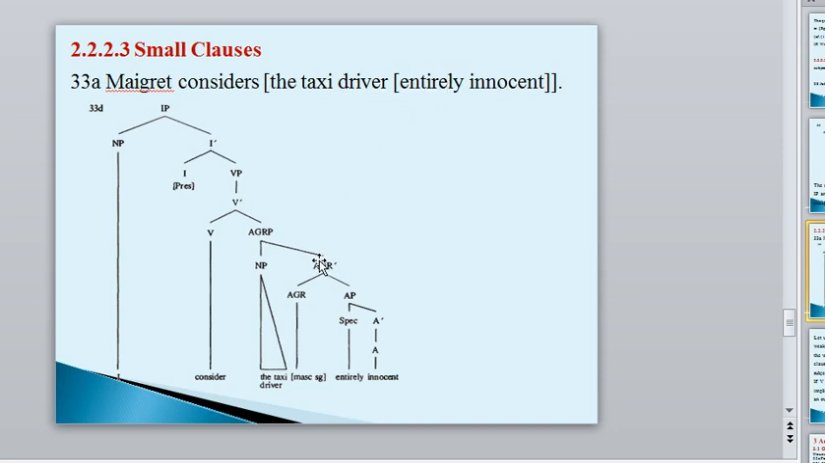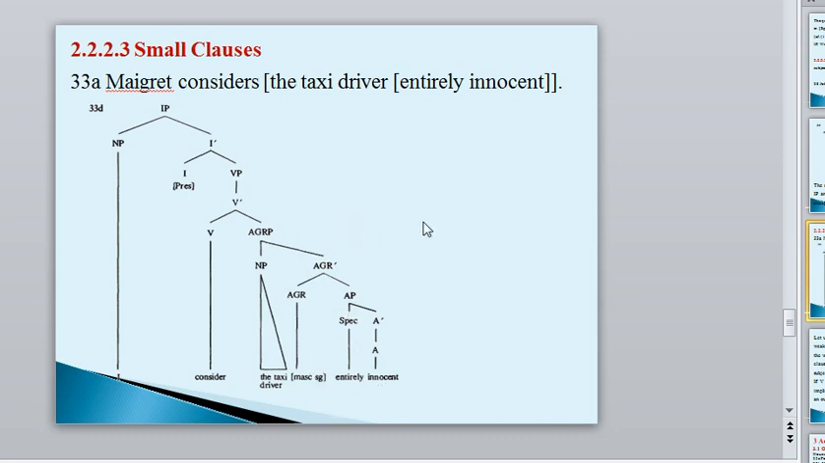Again, look at the tree diagram of this sentence: Margaret considers the taxi driver entirely innocent. We use, instead of a small clause, the agreement phrase. We talked about it in the previous sessions. Agreement phrase. So it consists of a subject, the taxi driver, you see here, and it consists of an agreement phrase which is an adjective phrase here, entirely innocent. So this is the small clause.